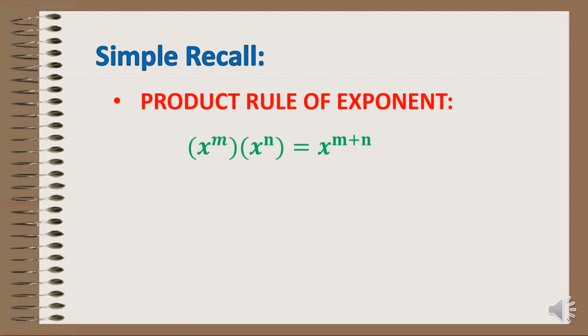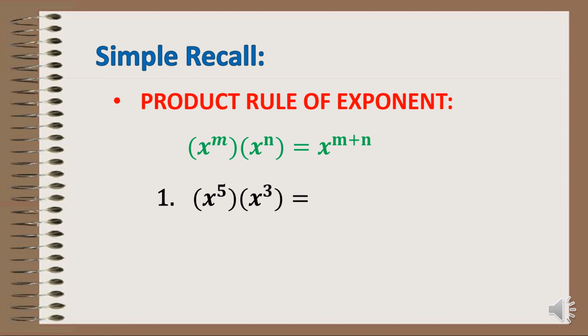Let us have first a simple recall. Can you still remember the product rule of exponent? The product rule of exponent tells us that when multiplying two powers that have the same base, we copy the base and add the exponents. We have to remember this pattern. x raised to m times x raised to n is equal to x raised to the sum of m and n. In this example, you can see how it works.